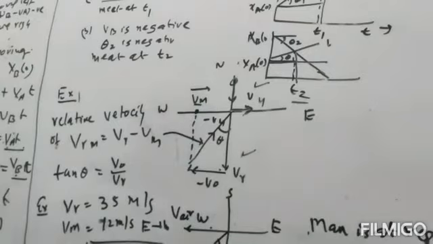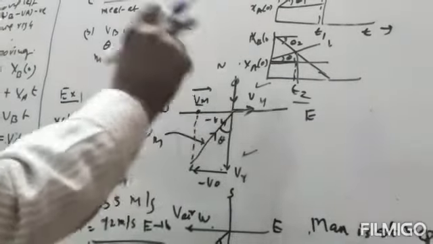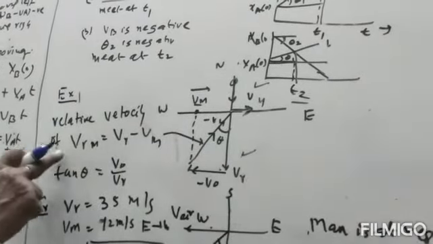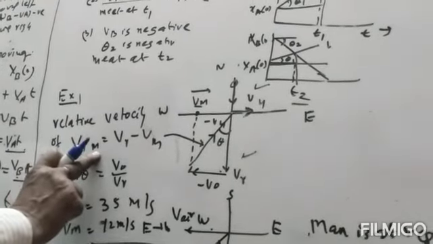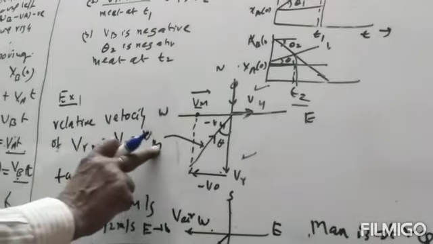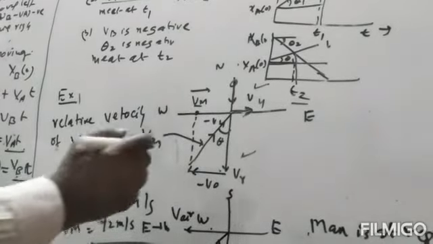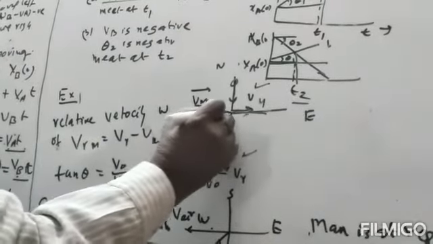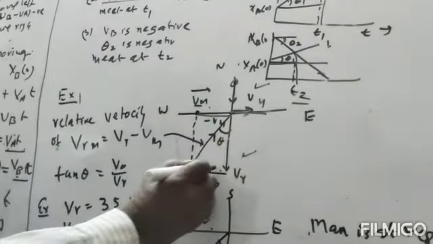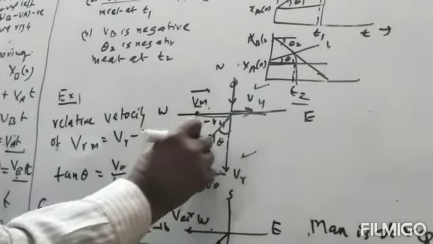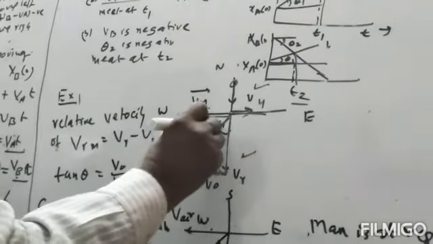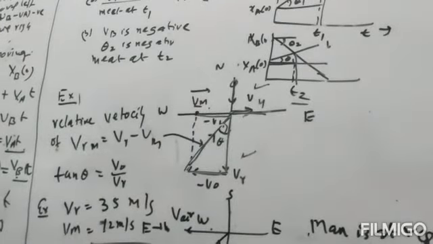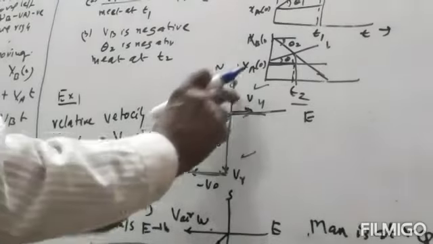Now the relative velocity of rain with respect to man will be equal to Vr minus Vm. So this is the Vm, suppose this is minus Vm. So this will be minus Vm, and this will be the resultant. By the triangle law, this plus this will be equal to this. So he will hold the umbrella in this direction.